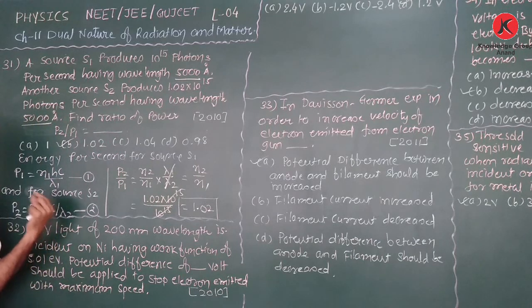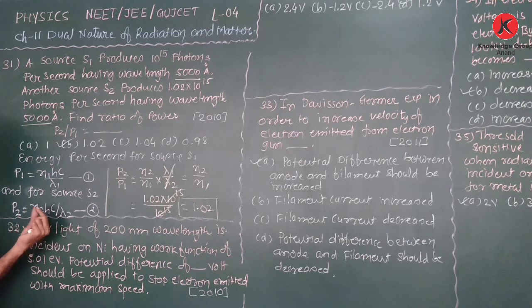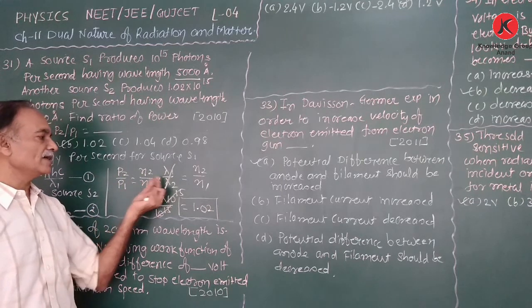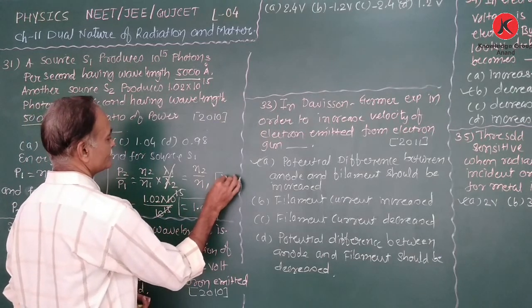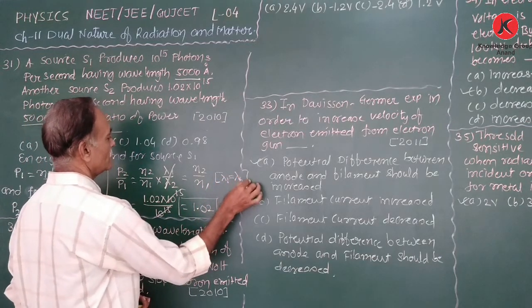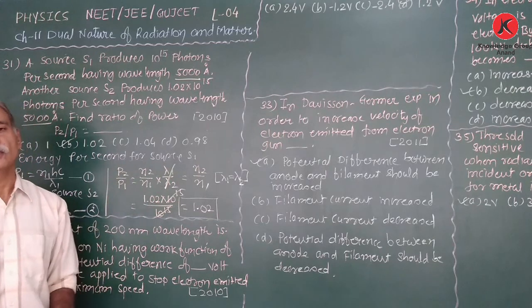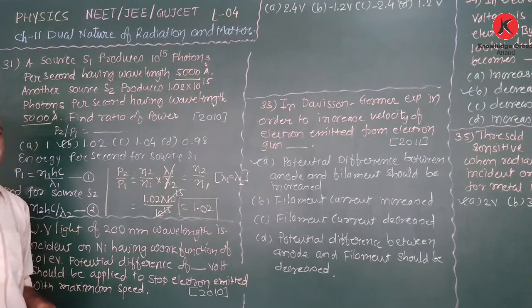Therefore, the energy radiated per second, the power, is equal to N1 hc upon lambda 1 for source S1. And for source S2, P2 is N2 hc upon lambda 2. Taking the ratio of equation 2 to 1, P2 upon P1 is equal to N2 upon N1 into lambda 1 upon lambda 2. Here, lambda 1 and lambda 2 are given equal, both 5000 angstrom, so we can cancel them. Therefore, the ratio of the power is equal to the ratio of the number of photons emitted per second. This way we obtain the answer, 1.02.